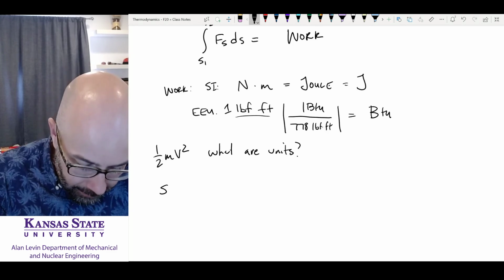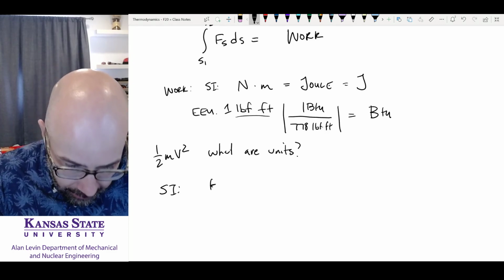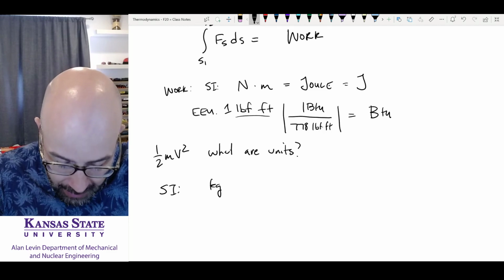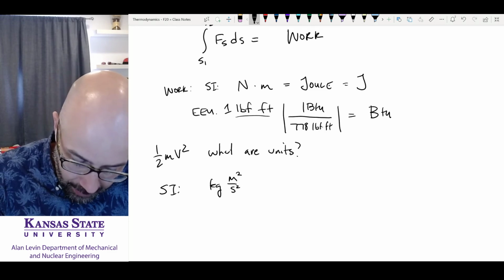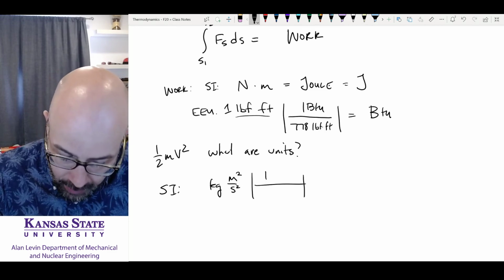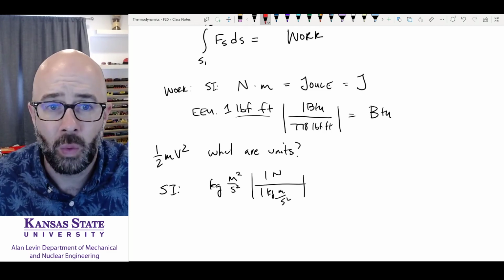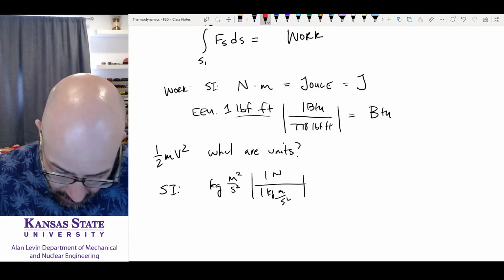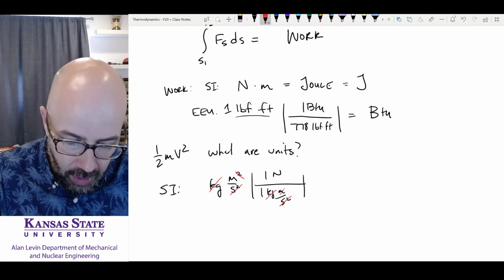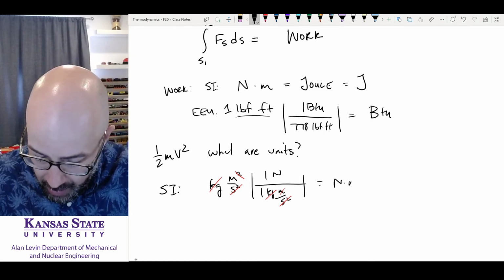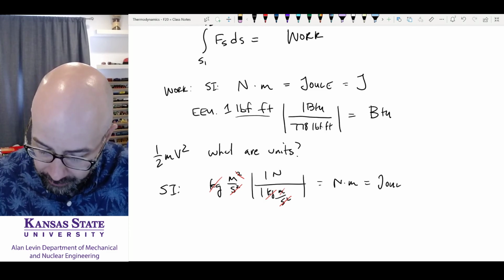In SI, 1/2 has no units. Mass is in kilograms. Velocity is in meters per second, but we're going to square that, so meters squared per second squared. So I look here and I say, well, my conversion is going to be that 1 Newton is 1 kilogram meter per second squared. That's a known thing. Look here, kilograms cancel, one of the meters cancels, both the seconds cancel, and I get Newton meters. So this is equal to Newton times a meter, which is equal to a joule. Great.